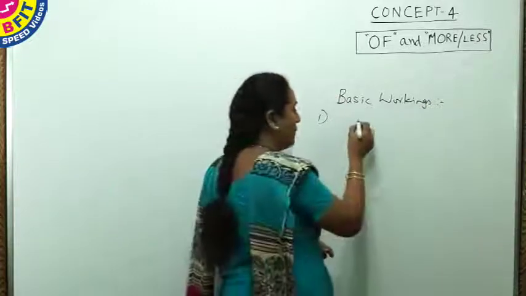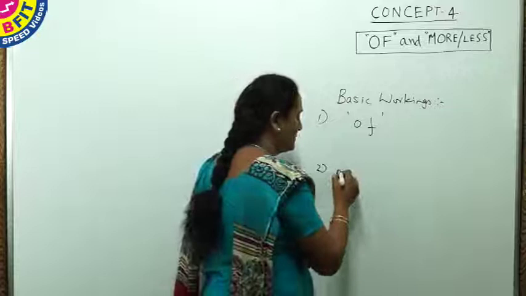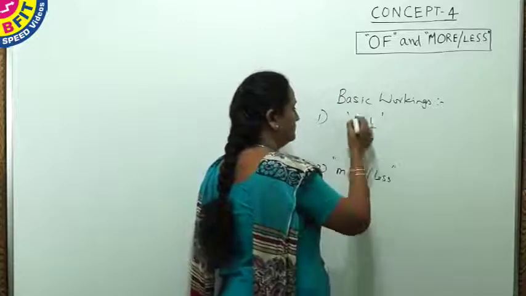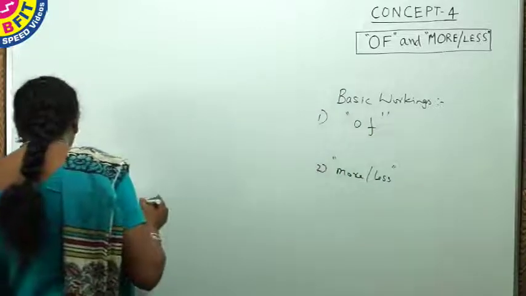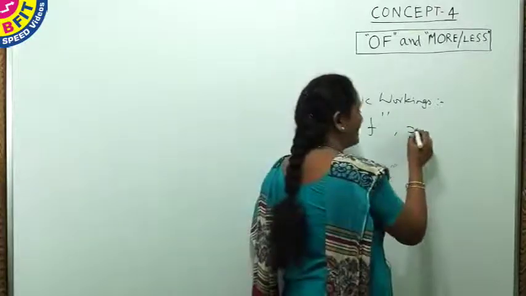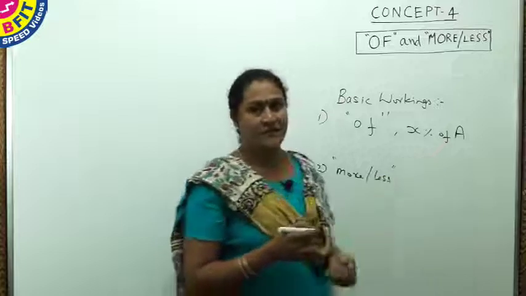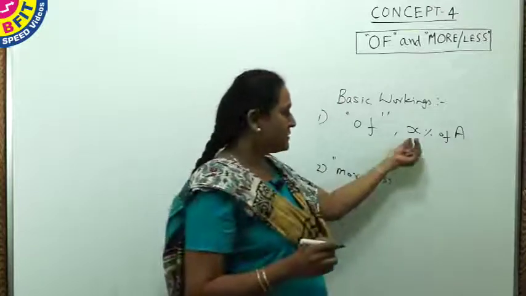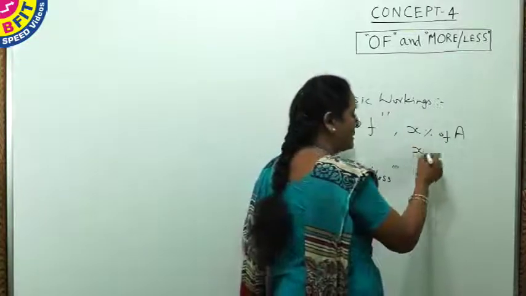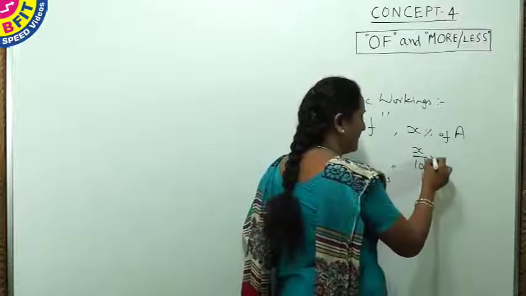So one is "of", and the other one is "more or less". Say if it is given X% of A. Whenever this "of" is given, it is nothing but a product. So X% means, to find the value, we'll divide it by 100. So to find the corresponding percent of a given value, divide this X by 100 into A.